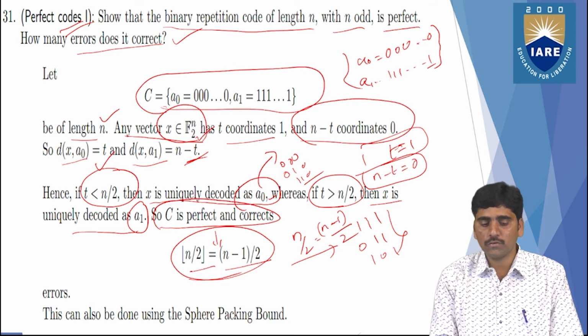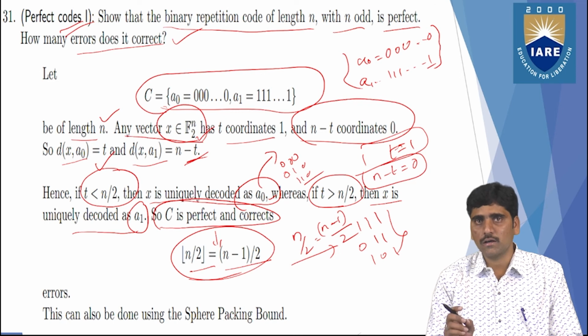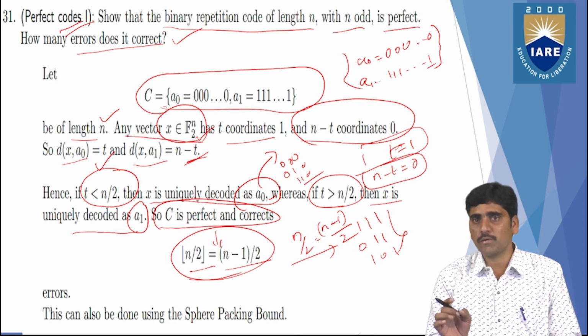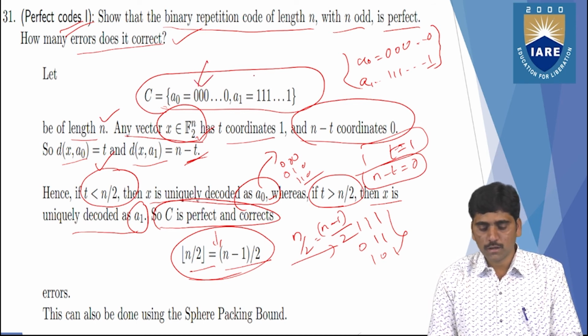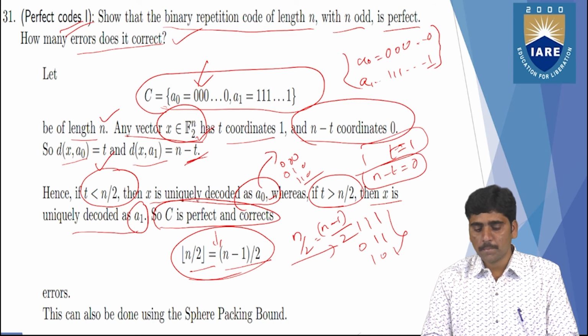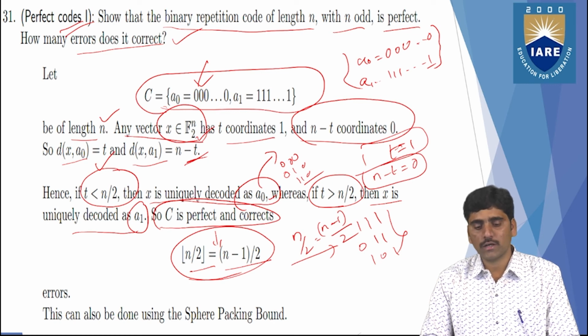About this problem we need to understand one thing: perfect codes correct the errors with the help of prime numbers along with these bits. This can also be done using the sphere packing bound. So this is the way you can understand this problem, right?